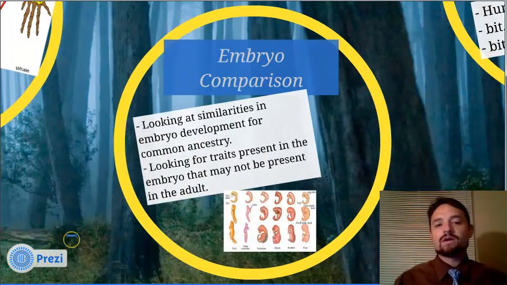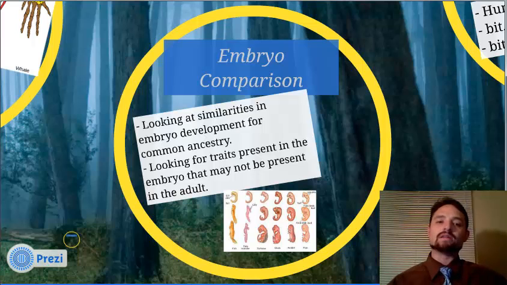All right. So now the last one is embryo comparison. When we're looking at embryo comparison, we're looking at similarities in embryo development for common ancestry. For instance, which embryos have the gill slits that in humans help make a lot of different ducts and things in the ear and other areas, and in certain fish become gills. So there's a commonality there of our embryos both possessing gill slits. Now, when we're adults, we look quite different, but as embryos, there's a lot of similarity.